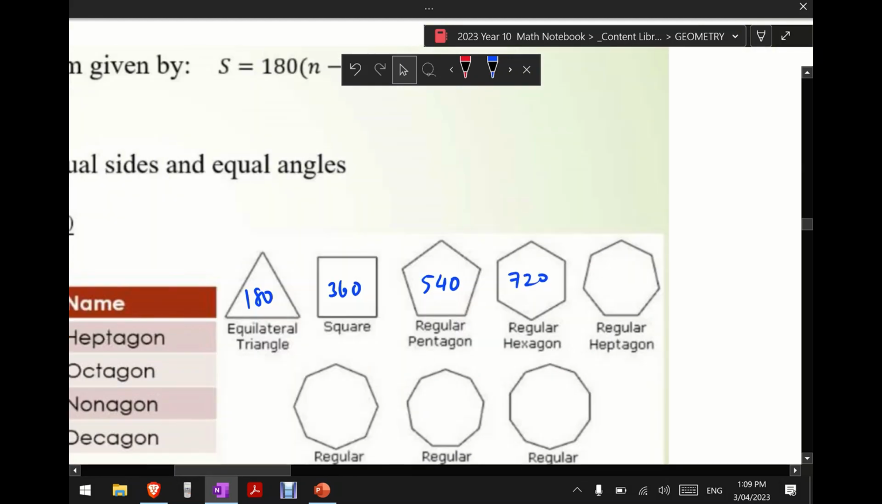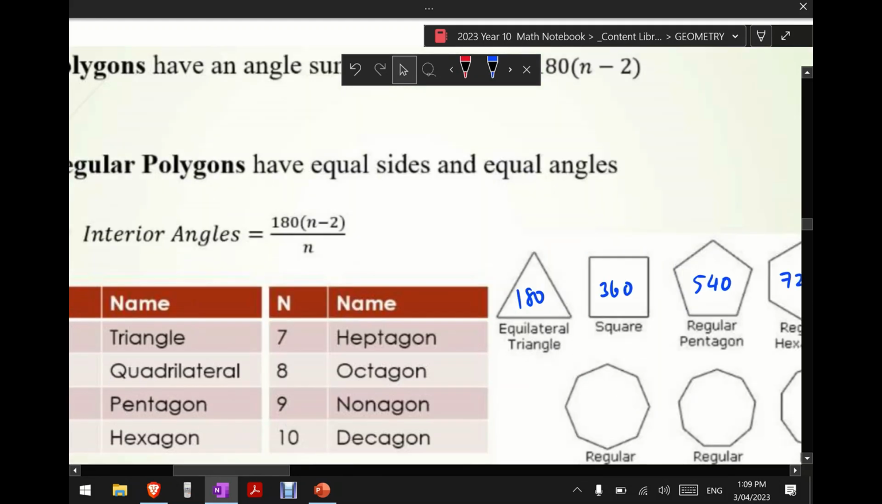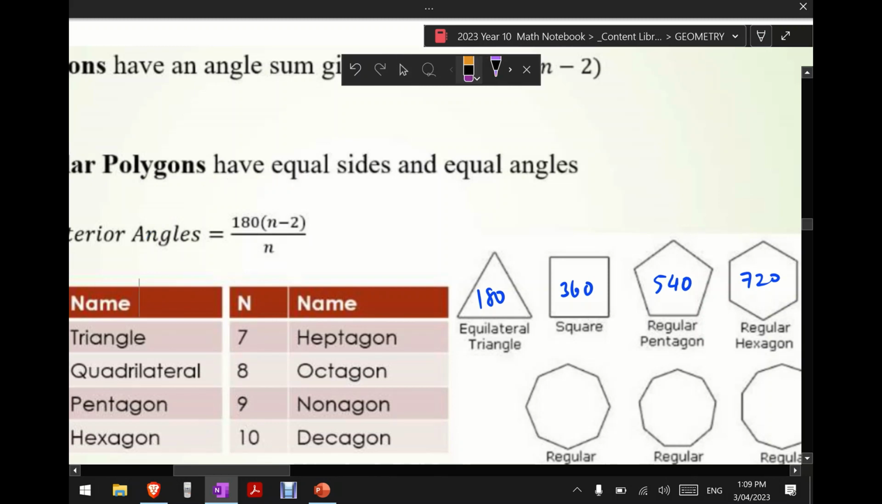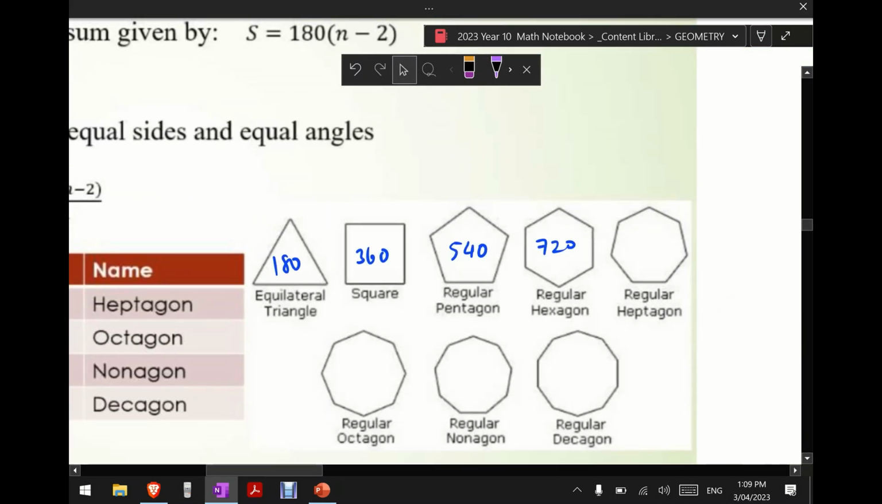What's the next one? Next one is 900. I think it's 900. 720 plus 180. Should be 900, yeah. You just added 180 there. Yeah, each one it goes up by 180. And this one becomes 1080. And what's the next one? 1080. You know, it goes up by 180.